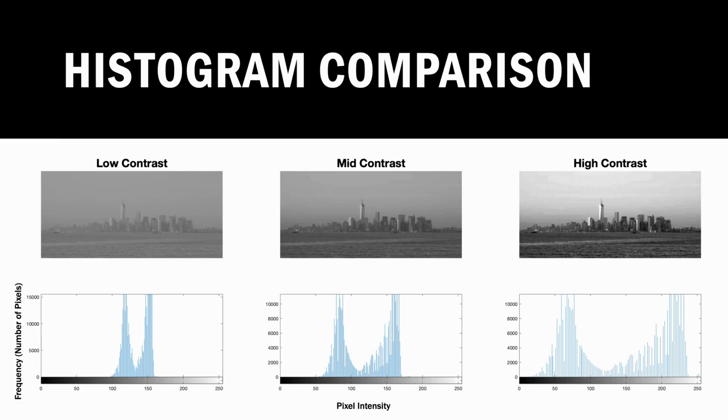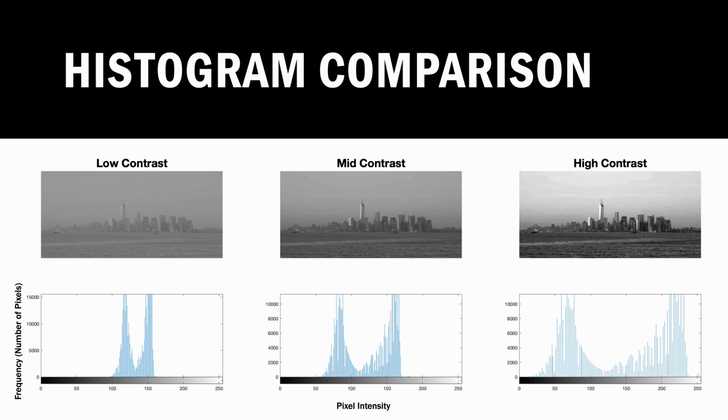In the low-contrast image, most of the pixels are squeezed into a narrow range in the middle of the spectrum. That means only a small portion of the available intensity levels is being used, which makes the image look flat and lacking detail. In the mid-contrast image, the pixel values spread out more widely, reaching into darker and lighter regions. The image becomes clearer, with stronger separation between tones.